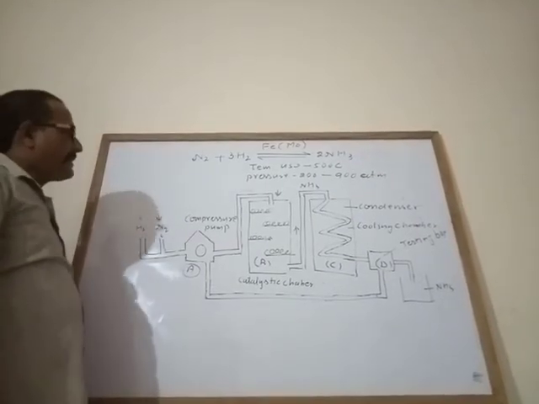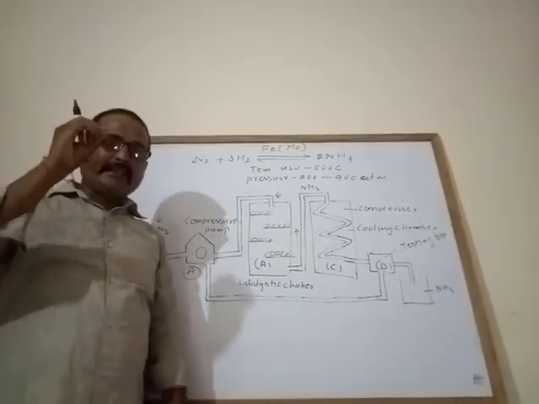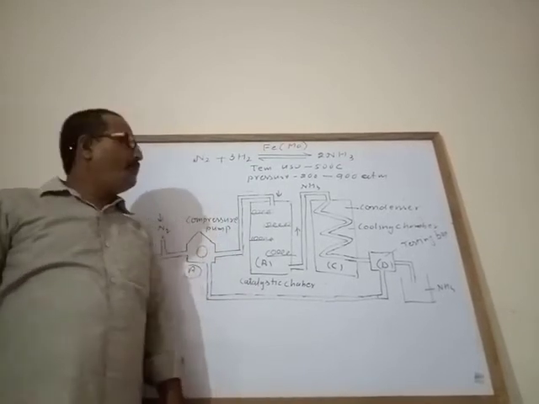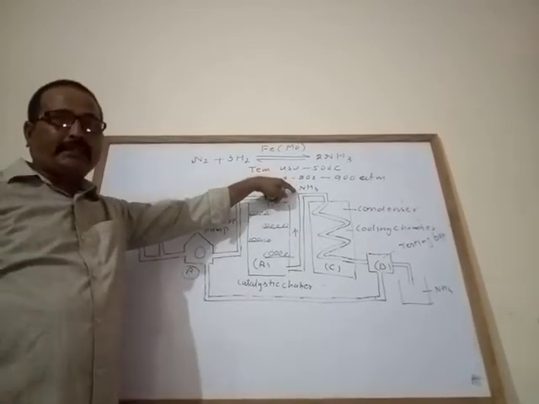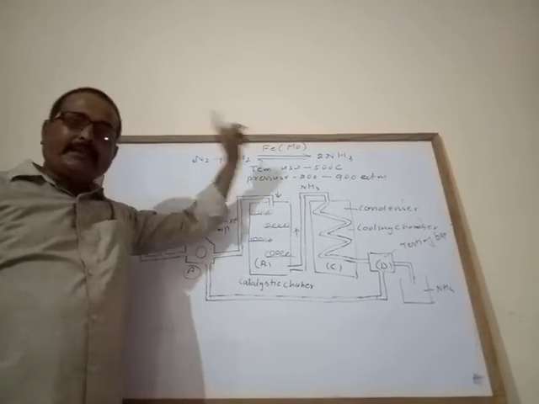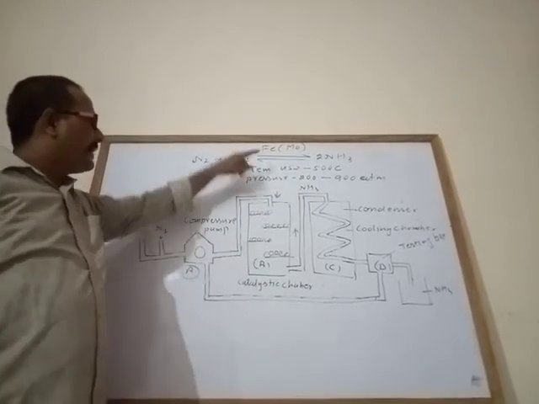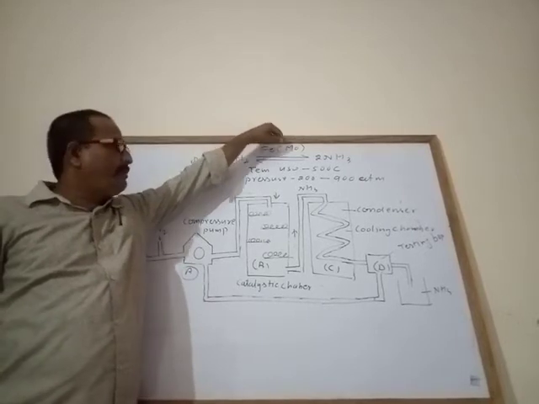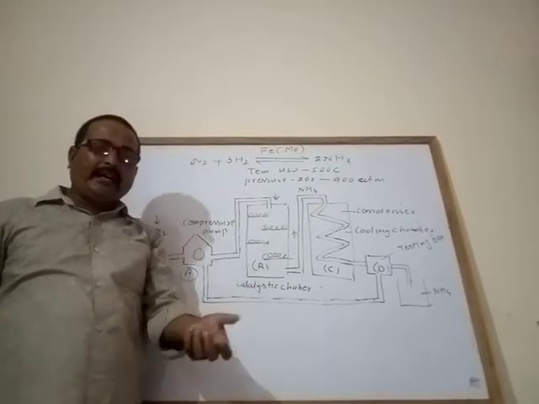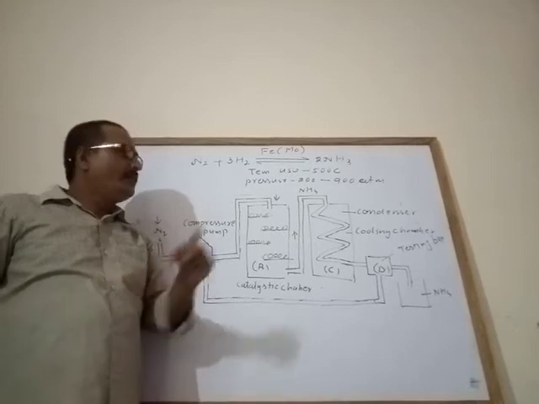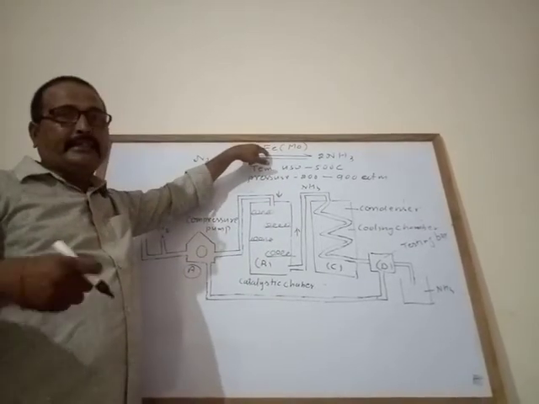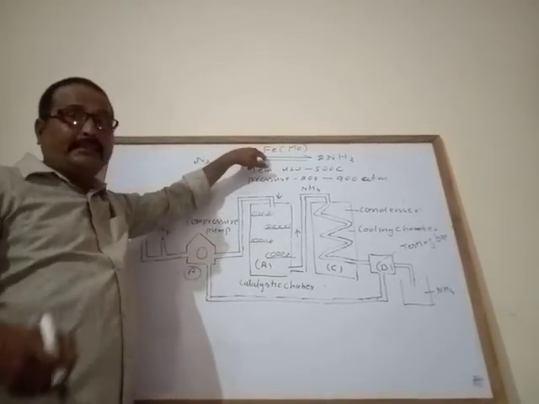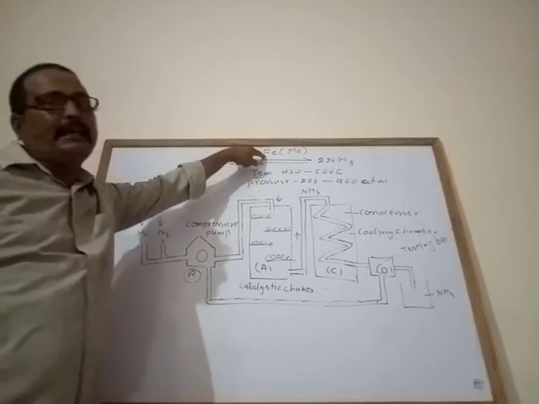What is a catalyst? Any external substance which changes the rate of the reaction but never takes part in the chemical reaction, that external substance is called a catalyst. What is a promoter? A promoter is also an external substance which increases or decreases the rate. Here promoter means it increases the efficiency of the catalyst.